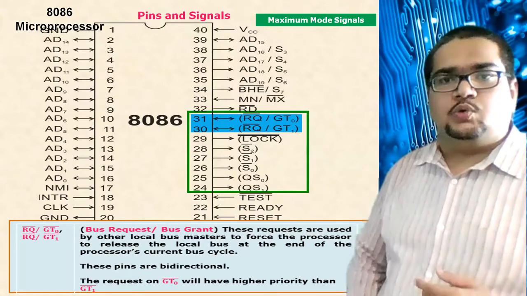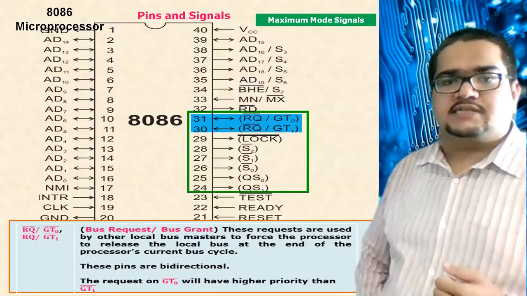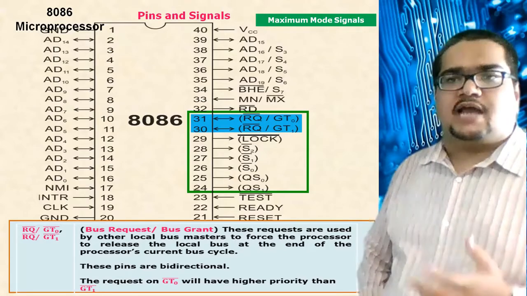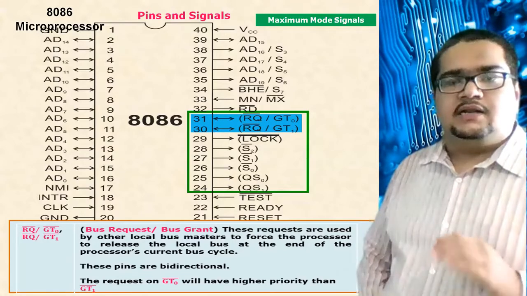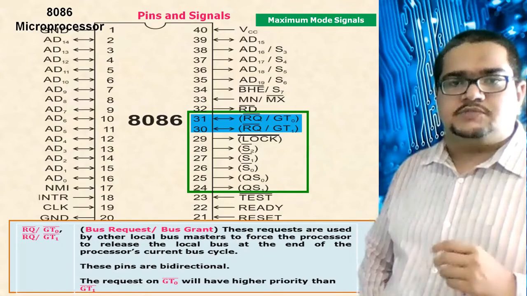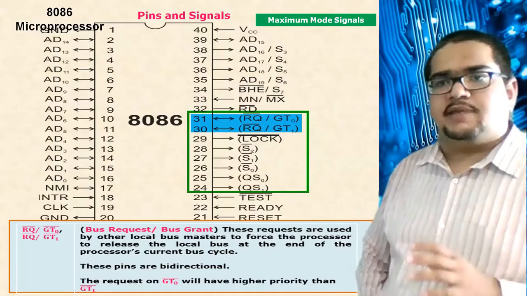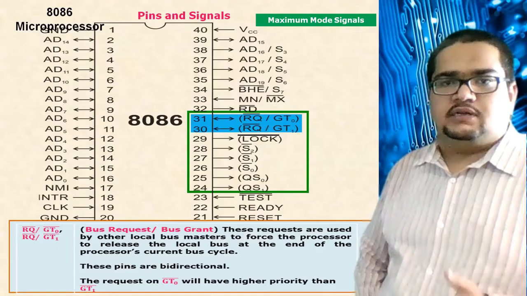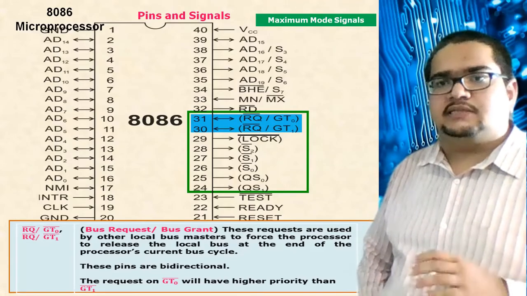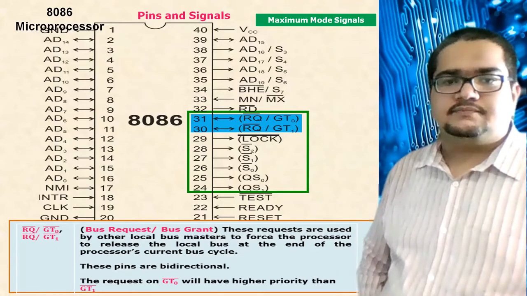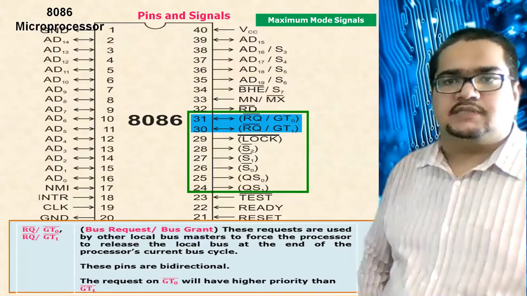As there are two such request grant lines, one of them will have higher priority than the other. Here, GT0, the LSB, will have higher priority than GT1. Grant 0 has higher priority than grant 1. Request grants are for that.